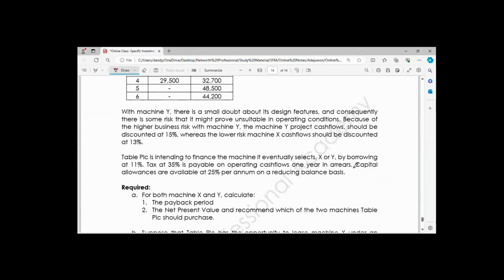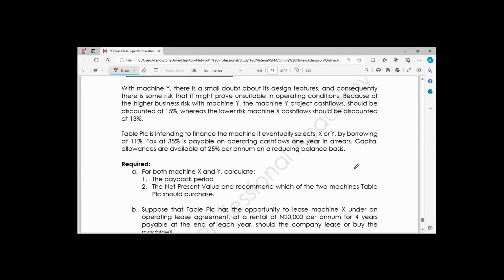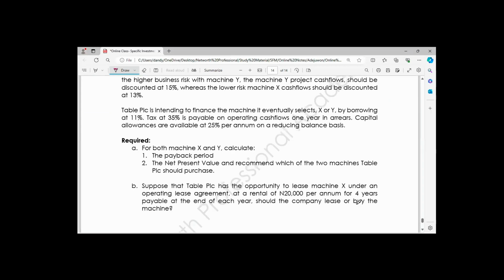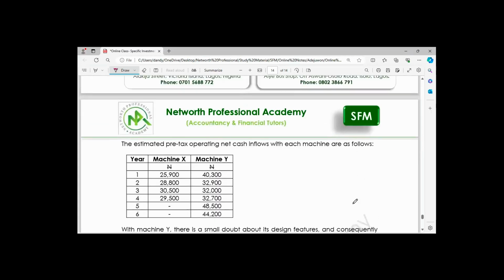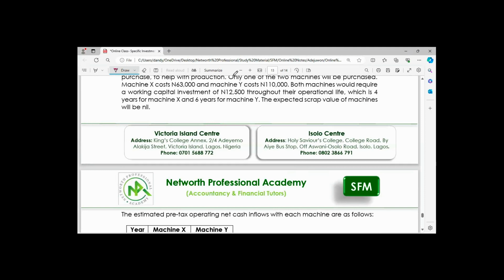This is very straightforward. The examiner just wants you to calculate payback period and net present value. Then in part B, you are supposed to advise on the method of financing the machine. That's all. The reason why I give it to you is because it has to do with mutually exclusive assets, matching A and matching B. So go ahead and solve that. Make sure you submit the 2 not later than this coming Sunday by the grace of God.